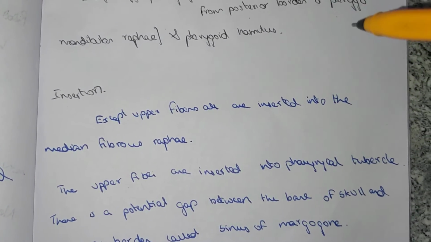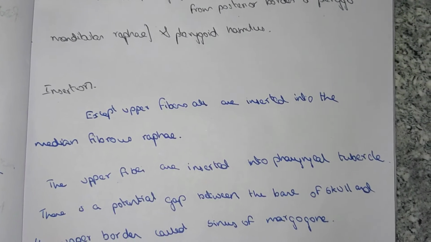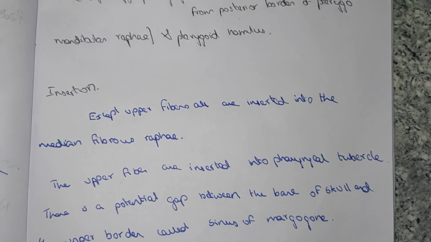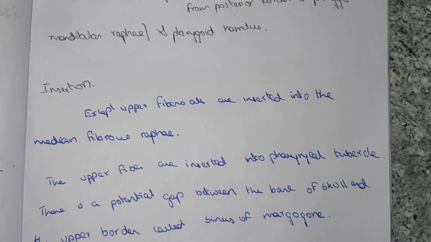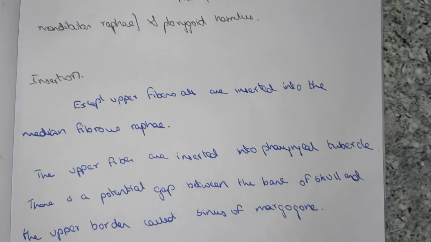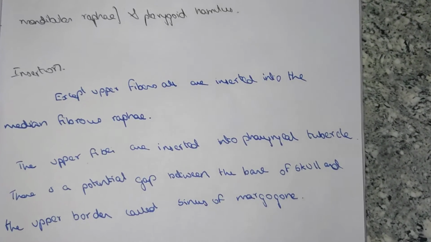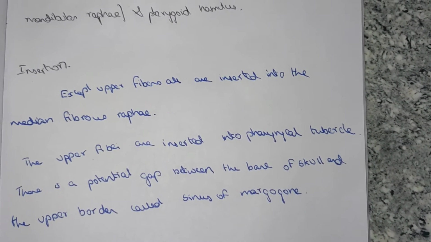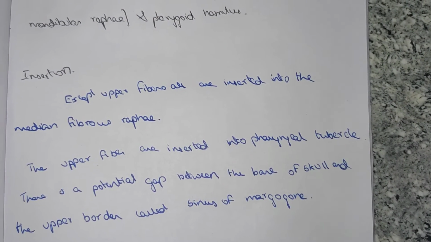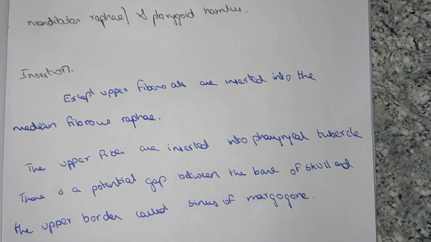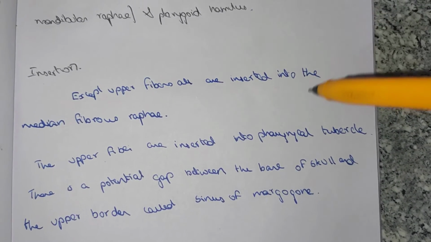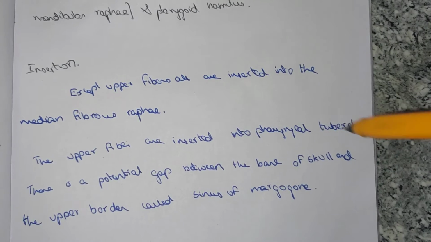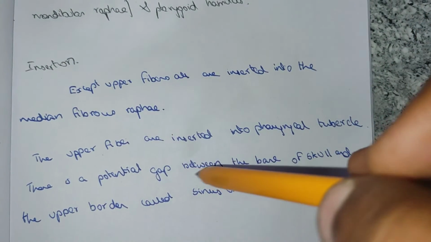Insertion. All the fibers of the muscle, which is longitudinal as well as circular, are inserted in the median raphe except the upper fibers of the superior constrictor of the pharynx. The upper fibers of the superior constrictor of pharynx are inserted in the pharyngeal tubercle.